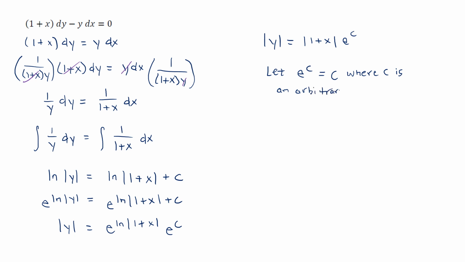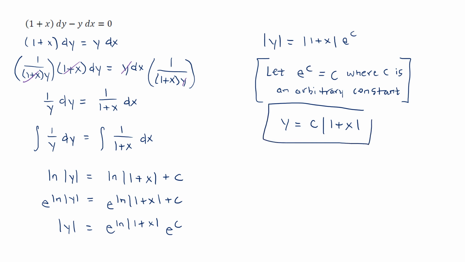Arbitrary constant. Okay, so we're just going to make it c, and so we'll have y equals c times the absolute value of 1 plus x as our solution. Awesome.